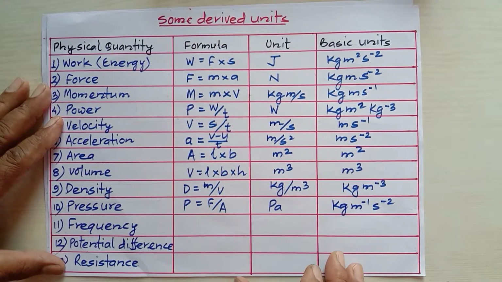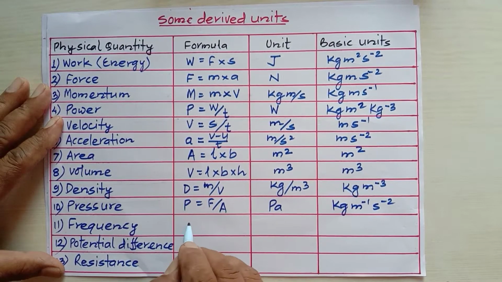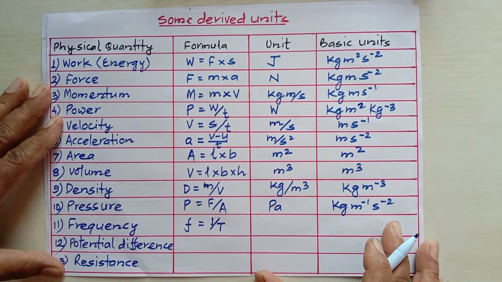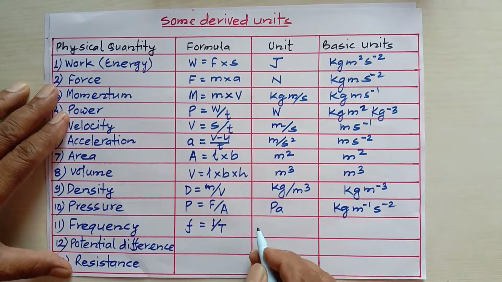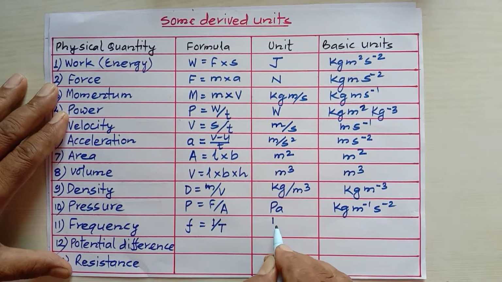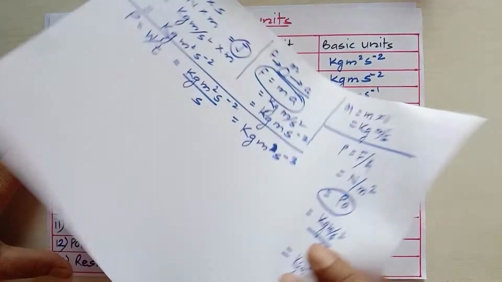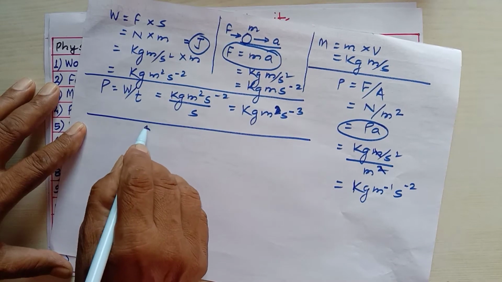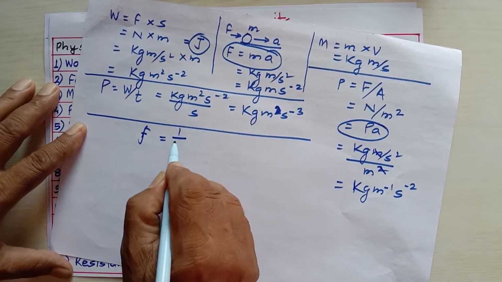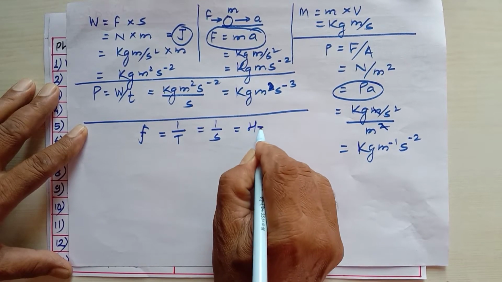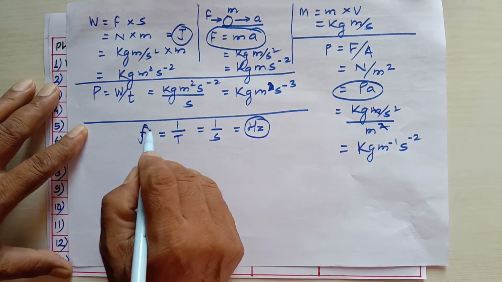Okay, now next is frequency. Frequency is denoted by small f. It is 1 by T. T is time period. The reciprocal of the time period is frequency. Reciprocal of the time period of the wave is called frequency of that wave. Now time period is time, that's why it is measured in second. So we can say this way, frequency is equal to 1 upon time period, and time period is second. Inverse second is called hertz. In the name of the scientist Hertz, the unit of frequency is taken as hertz.